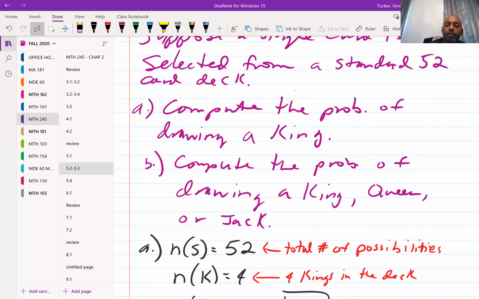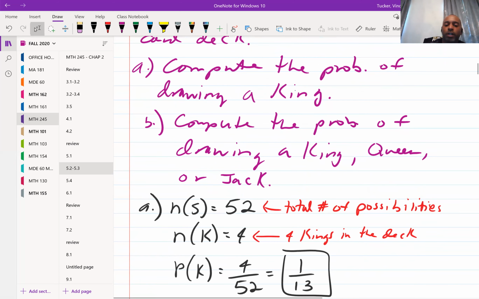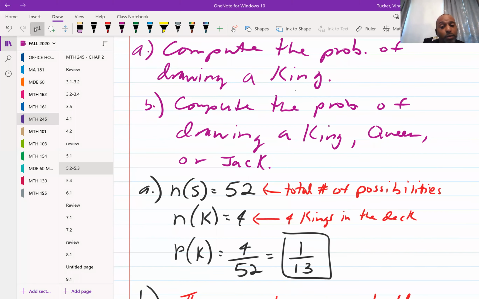All right, so once you have those two numbers, you take the number in your event and place it over the number in your sample space, 4 over 52. That's the probability of getting a king, and that'll be 1 over 13 once you reduce. All right, any problems with A?